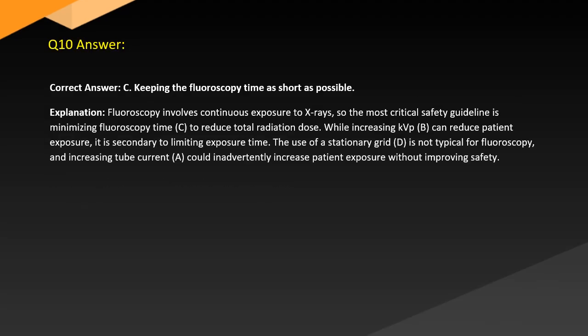Answer. Correct answer: C. Keeping the fluoroscopy time as short as possible. Explanation. Fluoroscopy involves continuous exposure to X-rays, so the most critical safety guideline is minimizing fluoroscopy time. C reduces total radiation dose. B, increasing kVp, can reduce patient exposure but is secondary to limiting exposure time. The use of a stationary grid, D, is not typical for fluoroscopy, and increasing current, A, could inadvertently increase patient exposure without improving safety.